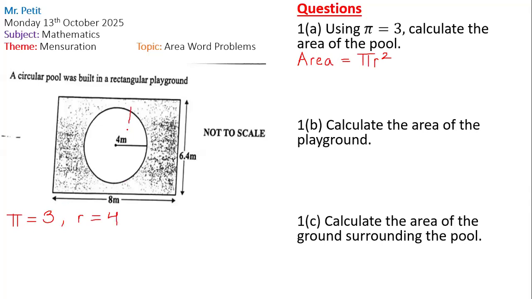Because it's half the diameter. Very good. This is the radius. It's half, so the diameter would be 8. But we just want to focus on the radius here. The radius is half of the diameter, so that's going to be this particular line right there. That's the radius.